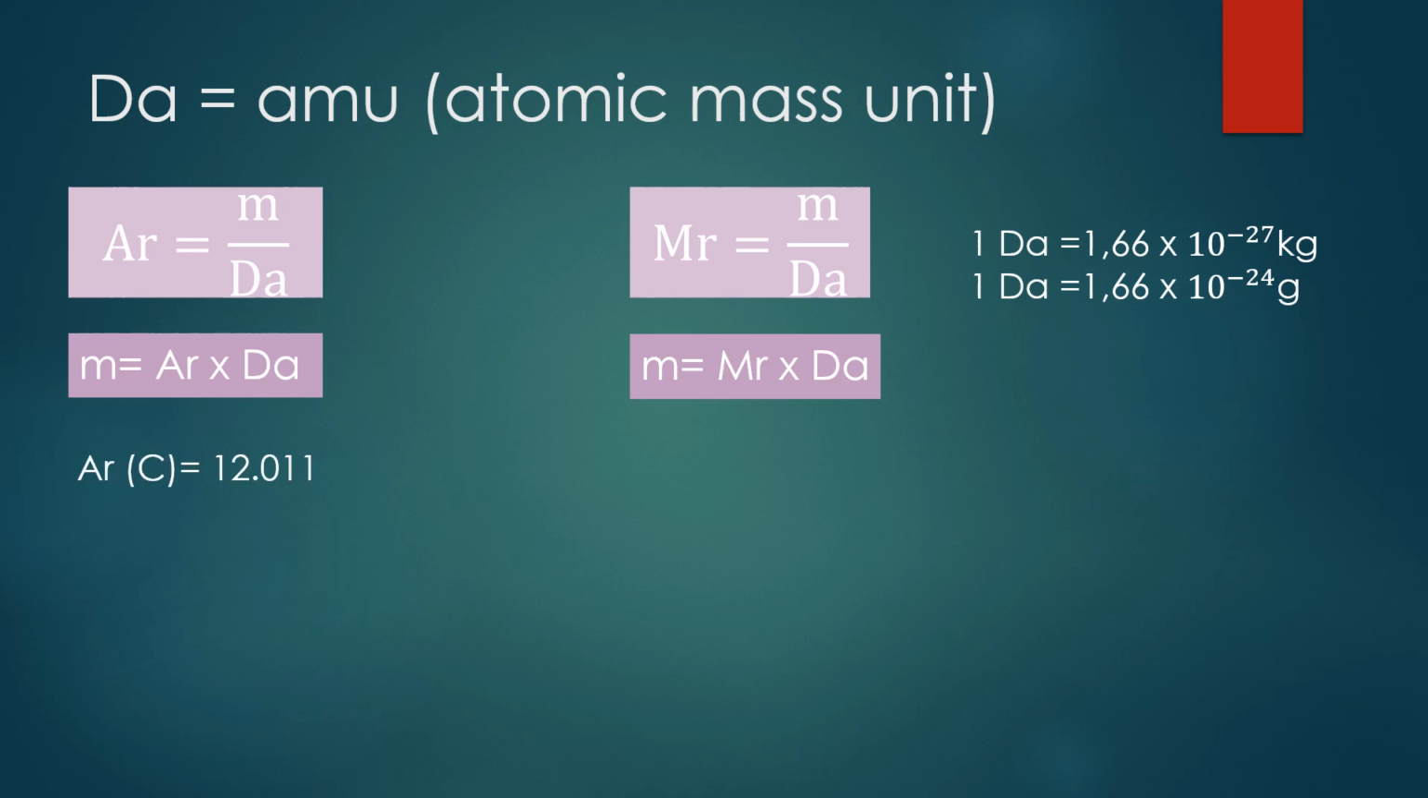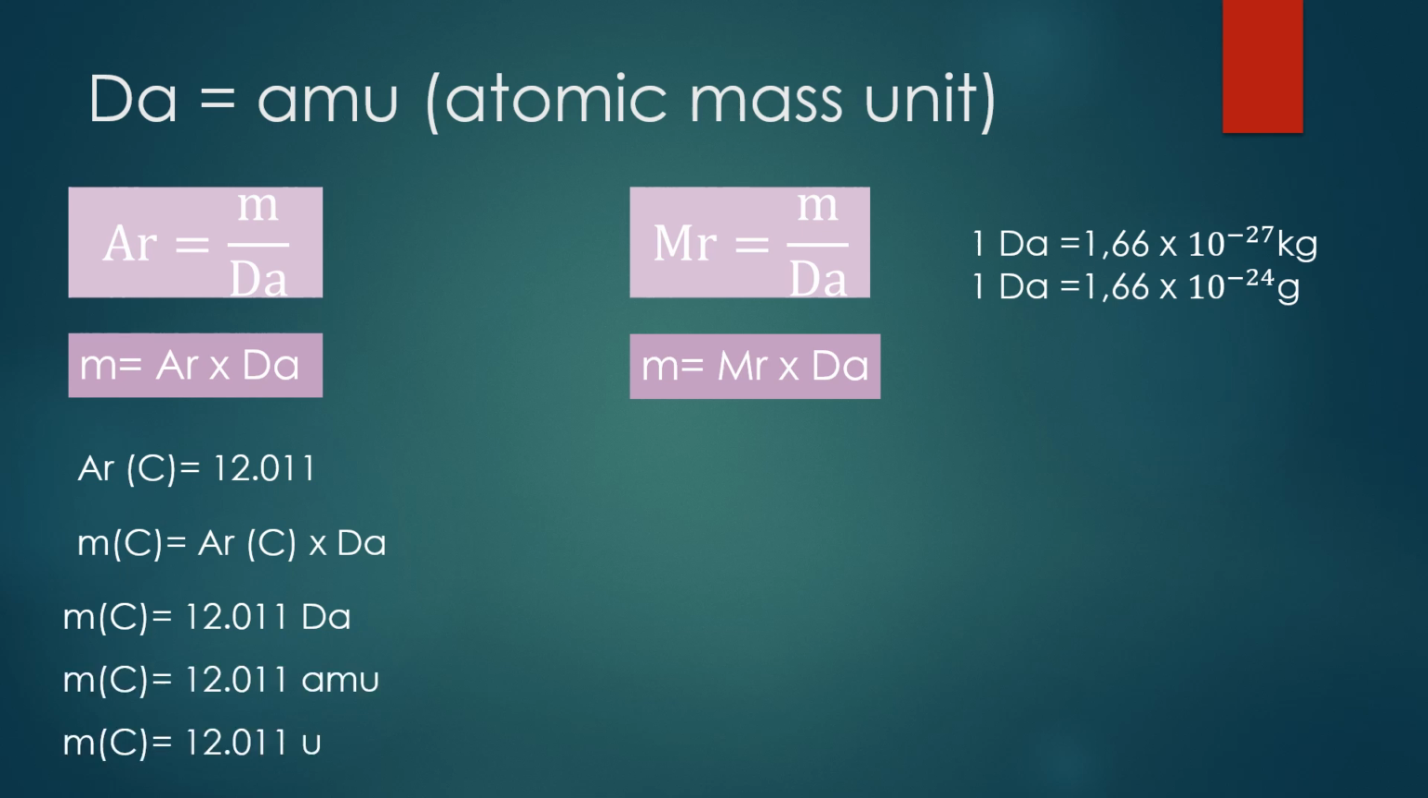For example, if you have a relative atomic mass of carbon, which is 12.011, how can you calculate the mass of one carbon atom? What you need to do is use this formula: Ar times Dalton. In our case, Ar is 12.011 times Da, or times Dalton. And the task is solved. For relative molecular mass, it will be similar, just you will need to combine different relative atomic masses of different chemical elements.